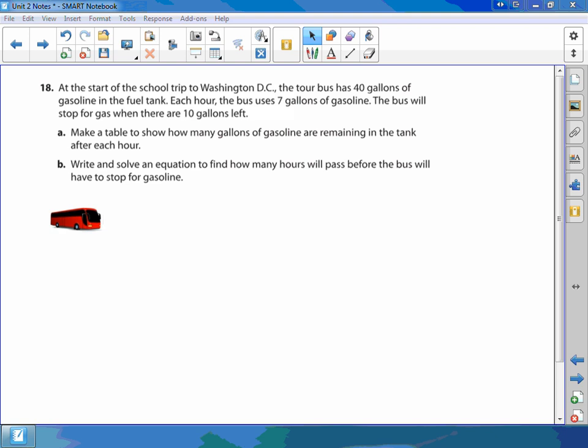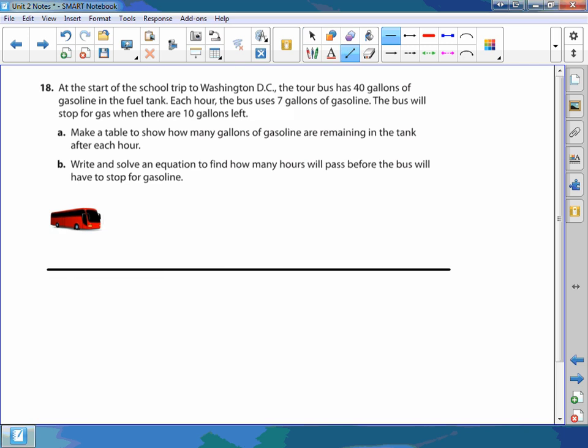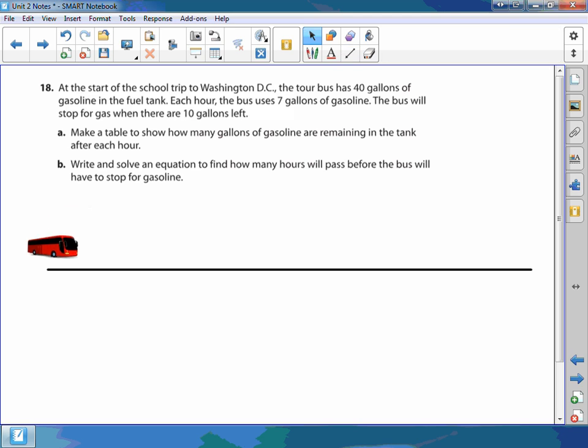Okay, so let's start off with these two questions. Number 18. It talks about taking a trip on a tour bus, and the tour bus has 40 gallons of gasoline, and every hour the bus is going to use 7 gallons of gasoline. The bus is going to stop for gas when there are 10 gallons left. So let's just model this scenario to create a better picture of what's happening here. I have my tour bus starting off.